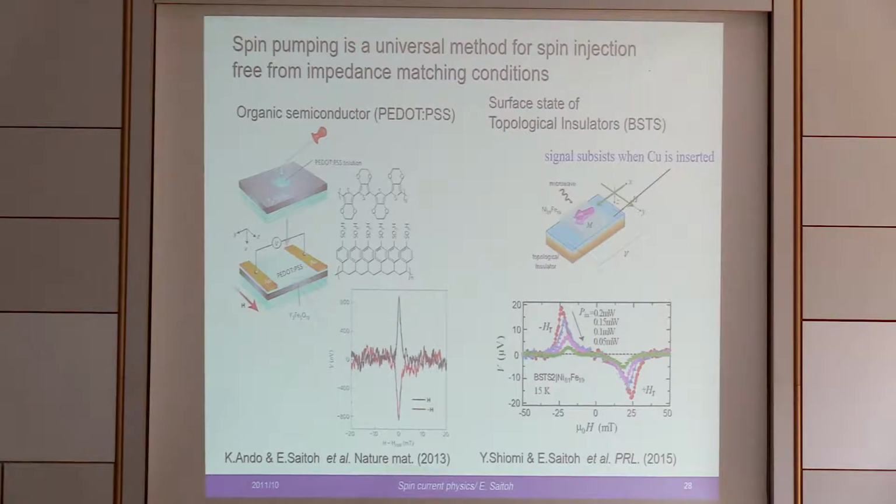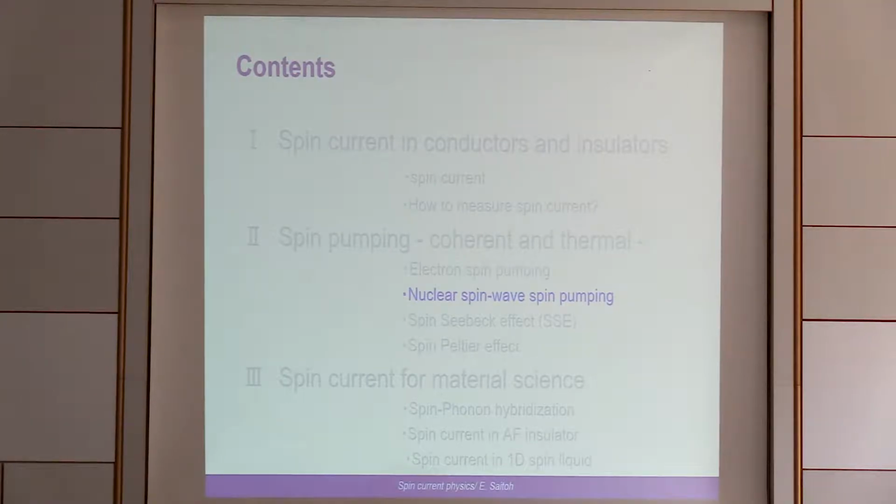Here is the spin current injection in the organic semiconductor PEDOT:PSS. So you can see peaks here and here. And this is the spin current injection in the surface state of topological insulators, BiSbTeSe. So you can see peaks here and here. This is a collaboration with Anderson. He has now moved to Cologne University. Okay, so this is the coherent spin pumping from electron magnetization.